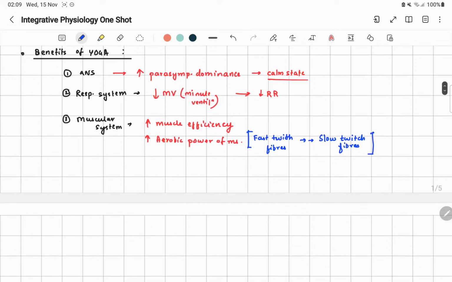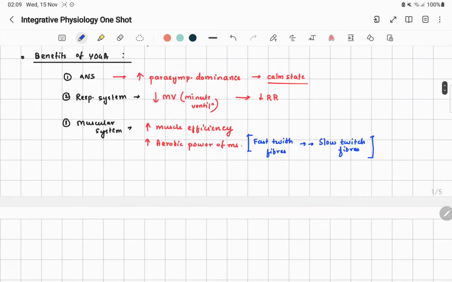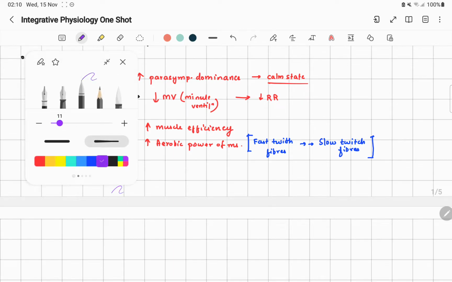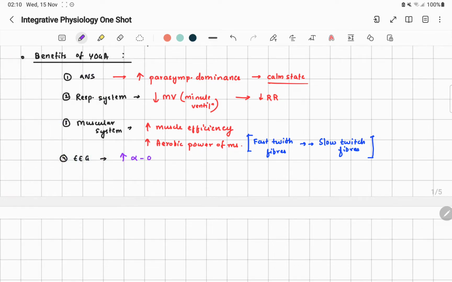Fast twitch fibers are converted into slow twitch fibers. Okay, what is the effect on EEG? This helps to increase the alpha activity on EEG. The alpha waves are increased in the EEG. You must have learned about waves in EEG.